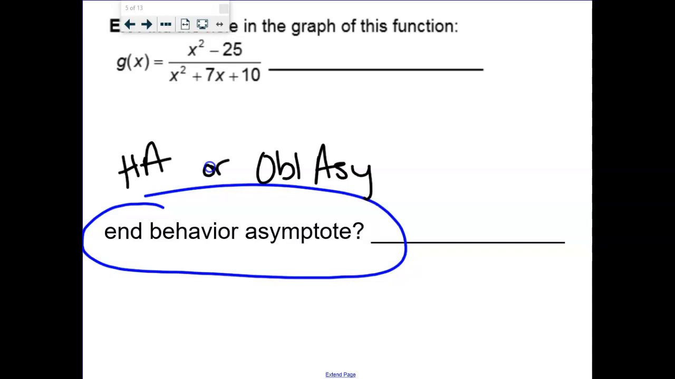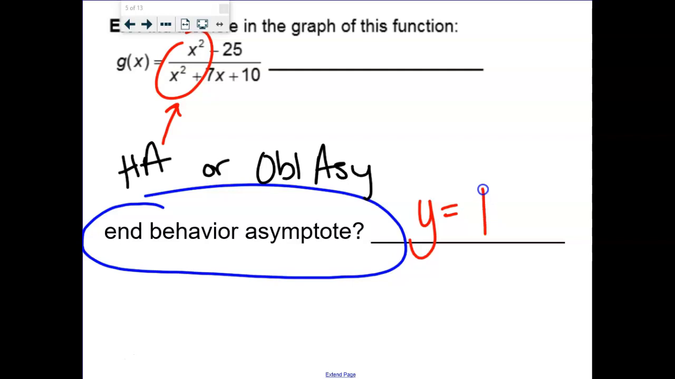So for that example right above this question, do we have a horizontal asymptote or an oblique asymptote, and how do you know? It's oblique? No, it's horizontal because they're equal weight. Okay, that's an equal weight rational, so it has a horizontal asymptote. Yay. So this one has a horizontal asymptote at y equals 1.